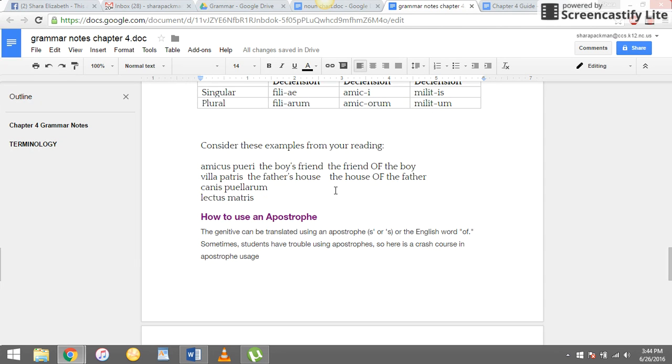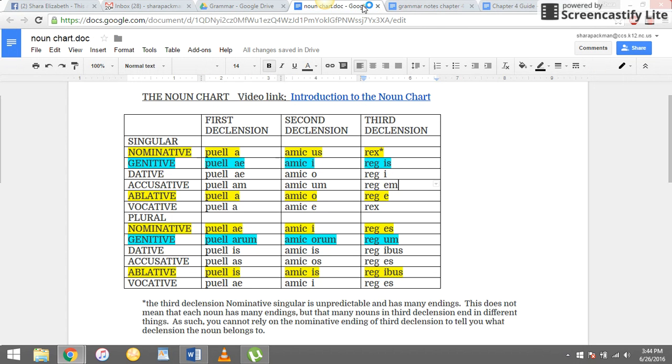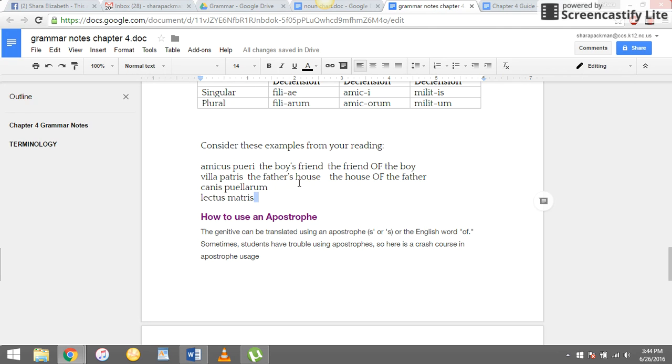In this next one, you have a plural genitive, so there's more than one person doing the owning. The word for girl here is plural genitive, A-R-U-M, and you can find that also on your noun chart right here, ARUM. So it would be one dog, canis, and then several girls who own the dog. So it would be the girls' dog, or the dog of the girls. And then finally, your last one, matris is your genitive. This is your nominative singular, so it would be mother's couch or the couch of mother.